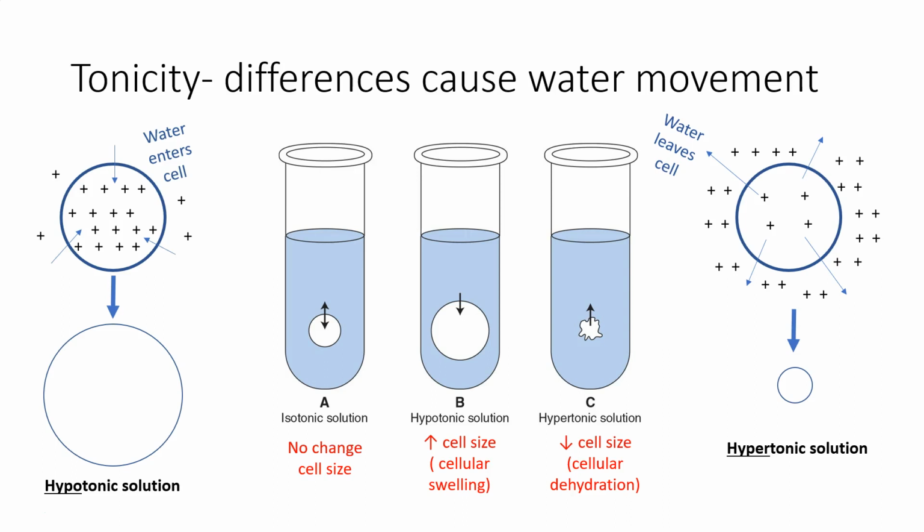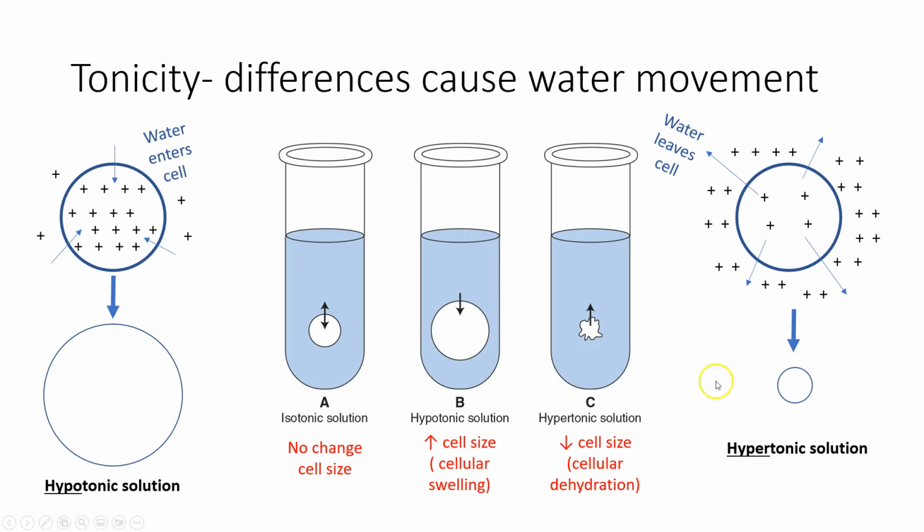So let's look at a picture. If you have an isotonic solution, that is not going to change any kind of water movement across the cell because the solute and water concentrations are the same. But if we have a hypotonic solution, we're going to have a solution where there are fewer solutes as compared to the inside of the cell. So water is always going to go where the party's at. It's going to go inside the cell. And so a hypotonic solution is going to cause that cell to swell.